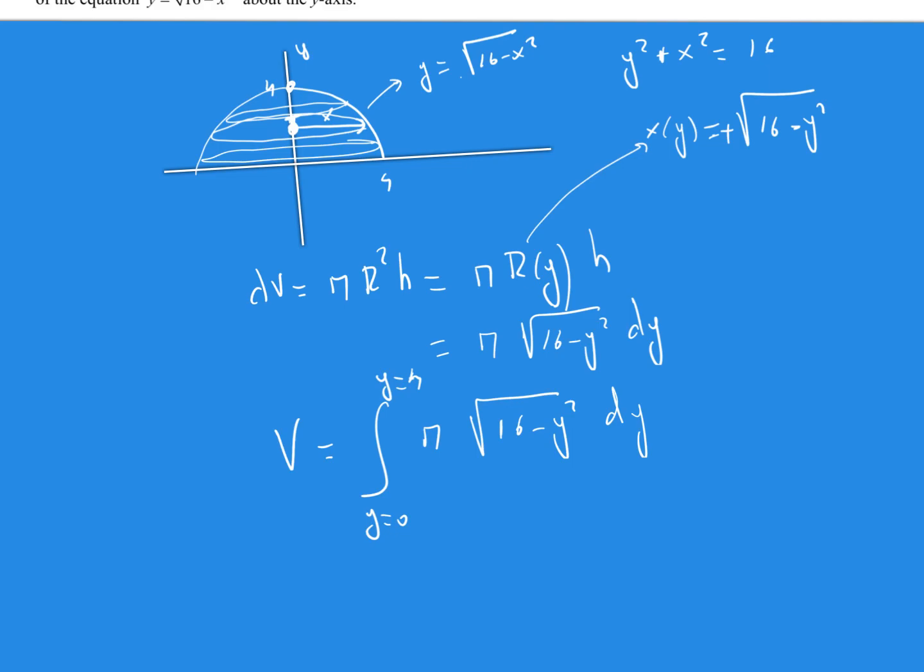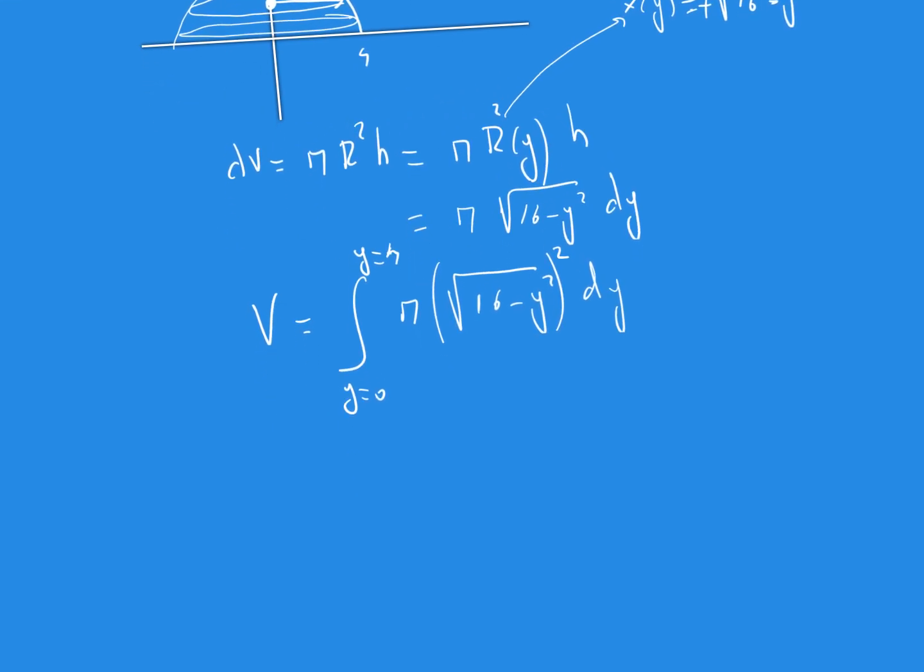But is pi r squared. So this is a square. Now the volume will be the integral from y equals 0 to y equals 4 of pi that multiplies 16 minus y squared dy. And this integral can be done very easily, and you can obtain the result.